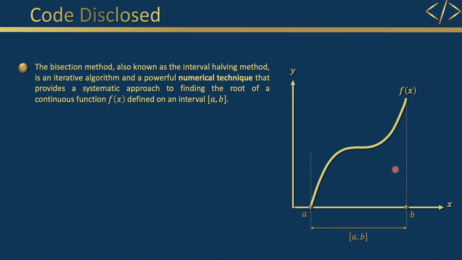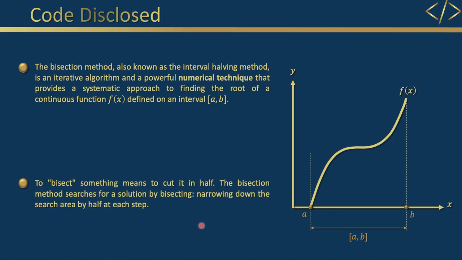The bisection method, also known as the interval halving method, is an iterative algorithm and a powerful numerical technique that provides a systematic approach to finding the root of a continuous function f(x) which is defined within an interval [a, b]. To bisect something means to cut it in half, and that is the essence of this method. The bisection method searches for a solution by bisecting, which means narrowing down the search area by half at each step.